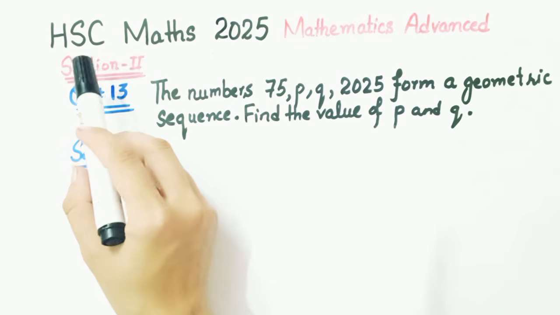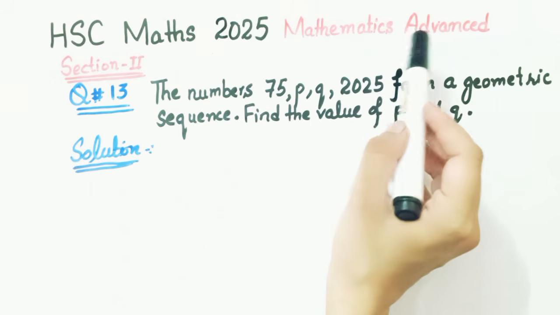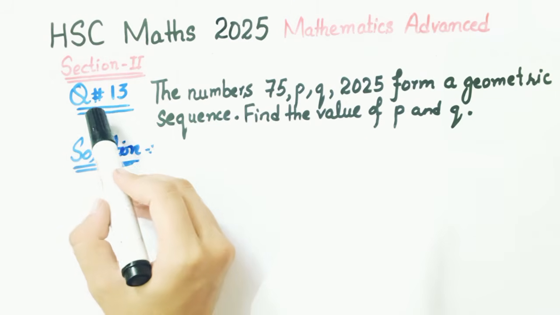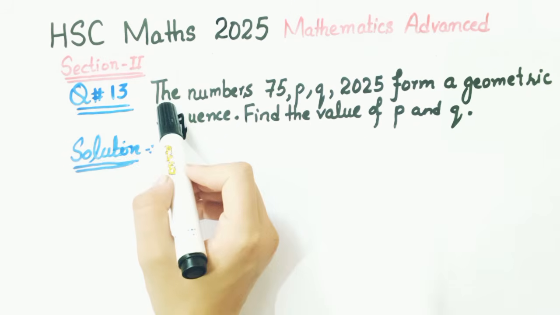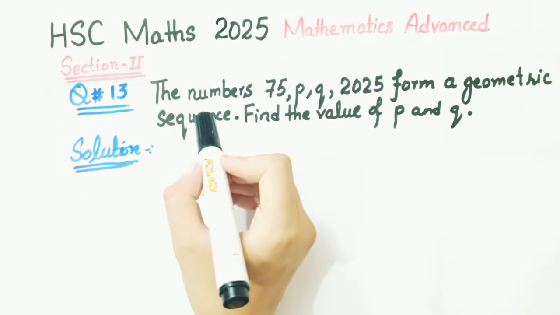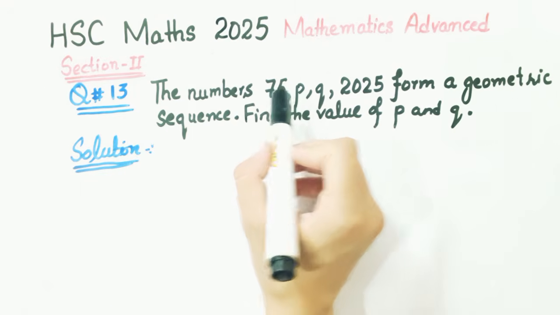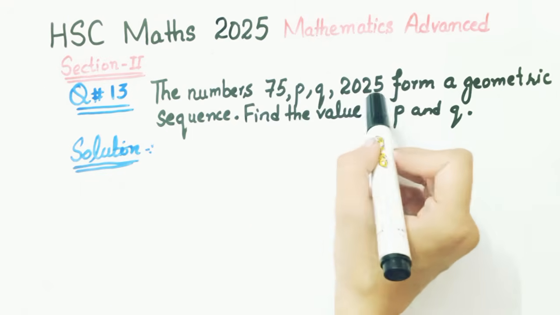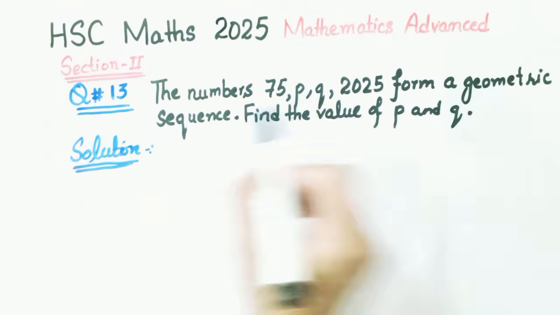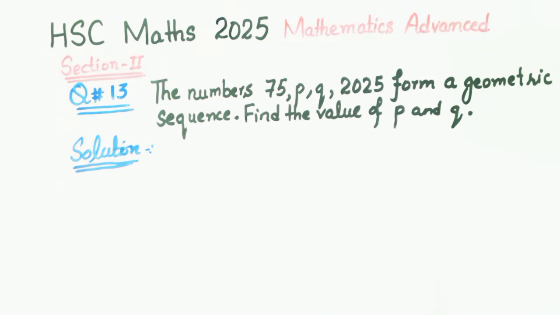In today's video we will solve HSC Math 2025 Mathematics Advanced Section 2 question number 13. In the previous video we have solved question number 11 and 12. You can find them in the description. Now here question number 13 is: the numbers 75, P, Q, 2025 form a geometric sequence. You have to find the value of P and Q. So we will solve this question in a very easy and simple way.